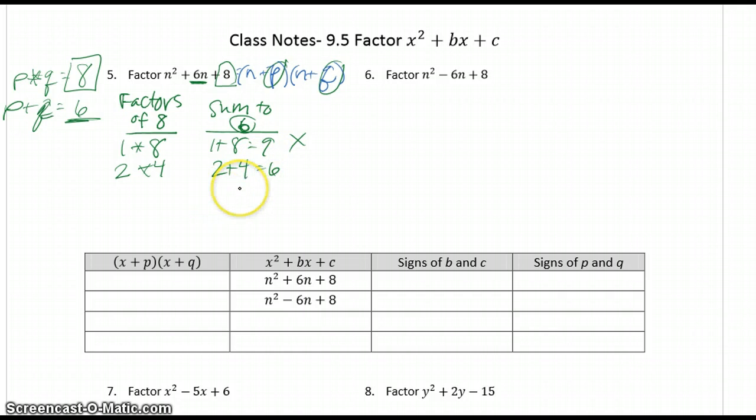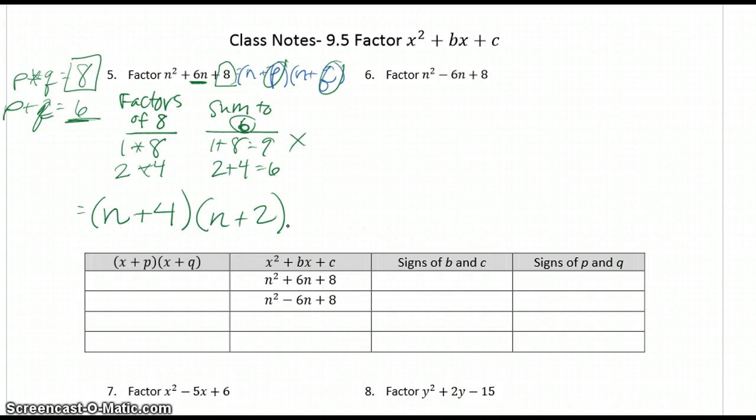So, do 2 and 4 work for p and q? Yes, they do. Does it matter which one I plug in for p and which one I plug in for q? No, it does not. So I'm going to write this in factored form as n plus 4 times n plus 2.